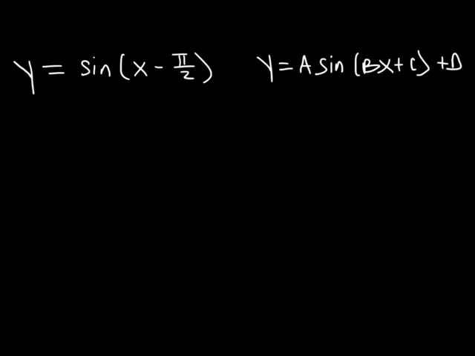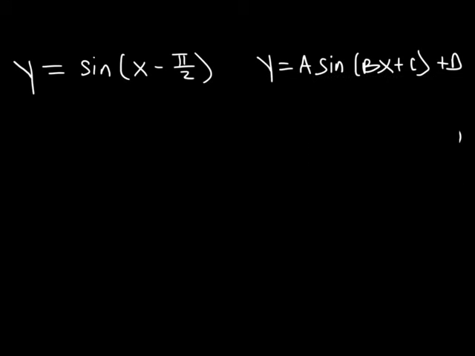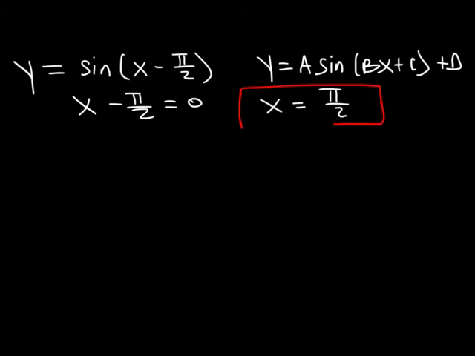So to find the phase shift, set the inside equal to 0 and solve for x. So when you set bx plus c equals to 0, x is going to equal negative c divided by b. And this is your phase shift. That's where it starts on the x-axis. So let's set x minus pi over 2 equal to 0. So we can see x is at pi over 2. So that's where the sine wave is going to start.